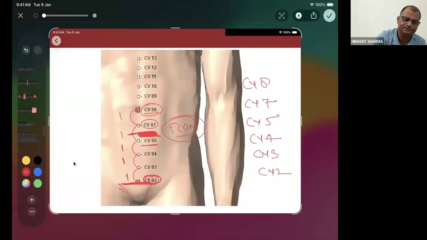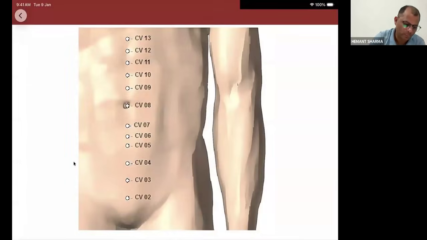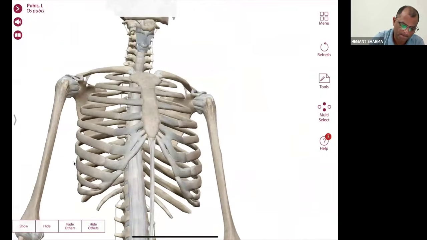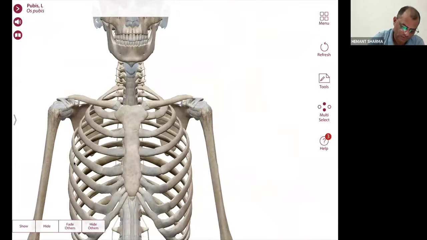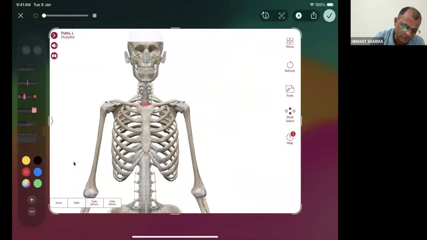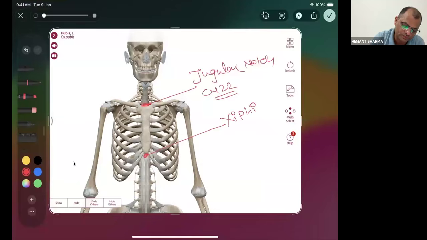So now look here. If we look at the sternum bone, the upper border of the sternum bone is called the jugular notch, the location of CV22. And the lower border of the sternum bone is called the xiphisternum, which is CV16.